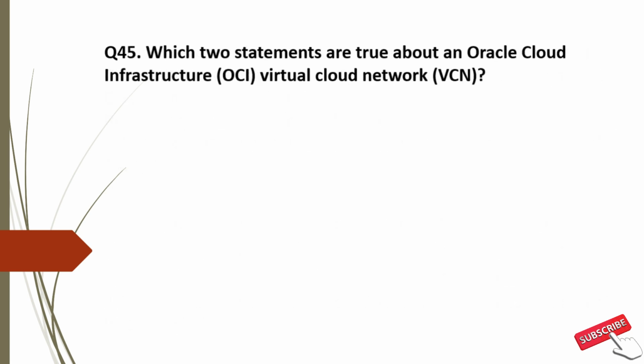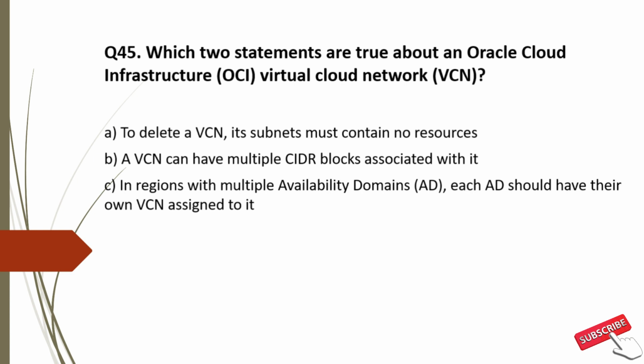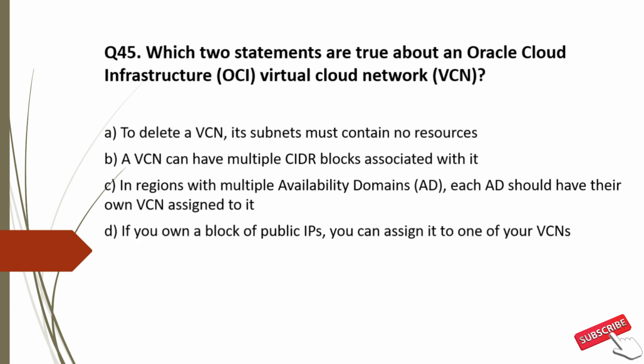Question 45. Which 2 statements are true about an Oracle Cloud Infrastructure virtual cloud network? And the options are A. To delete a VCN, its subnets must contain no resources. B. A VCN can have multiple CIDR blocks associated with it. C. In regions with multiple availability domains, each availability domain should have their own VCN assigned to it. And D. If you own a block of public IPs, you can assign it to one of your VCN.